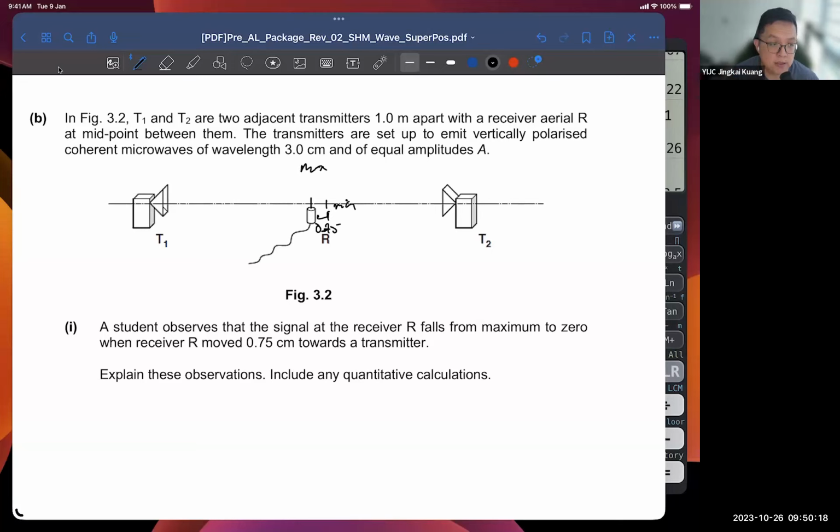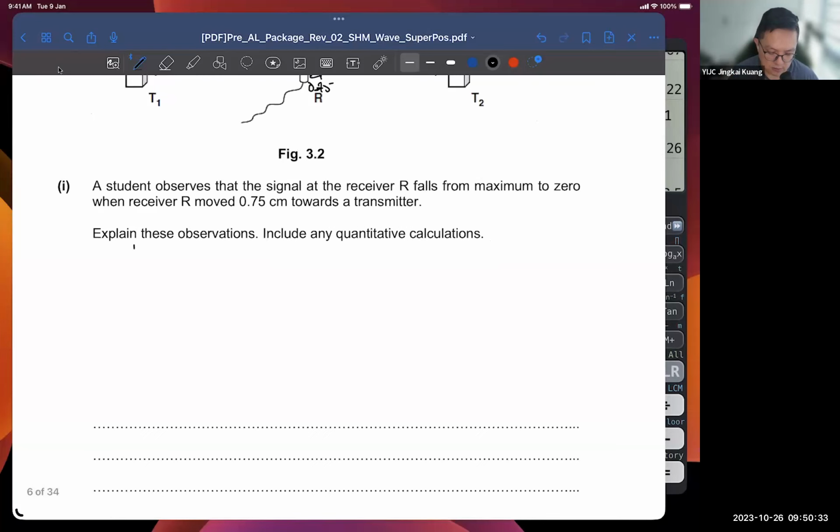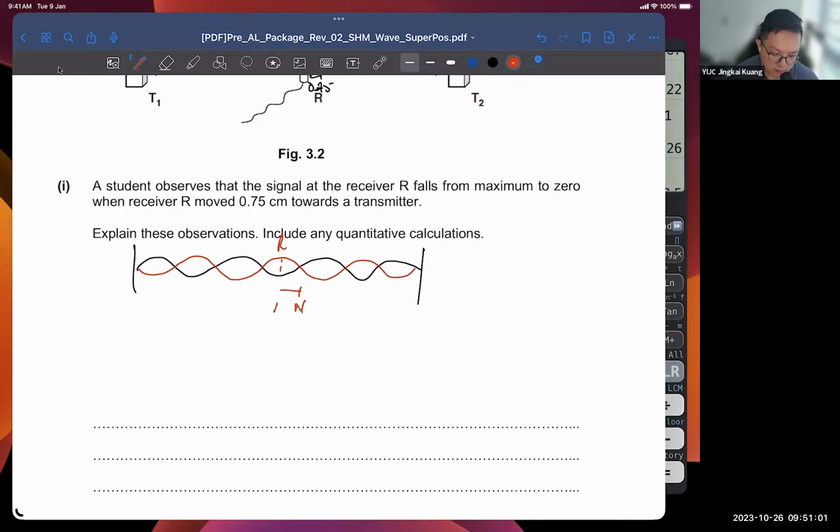Remember when you have two sources like this that are coherent, they are basically the same signal, same wavelength, same amplitude. So what I have between them is a stationary wave. At the center here, because this is R, it is at maximum amplitude. But shift down to here, you shift to a node. It went from anti-node to node.